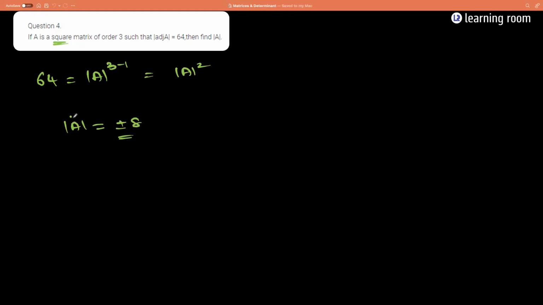One common mistake that will happen is most of them get confused between determinant and modulus. Determinant can be negative also. So don't ignore the minus sign.